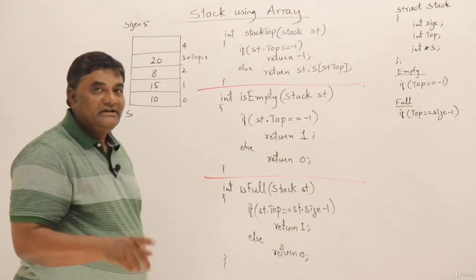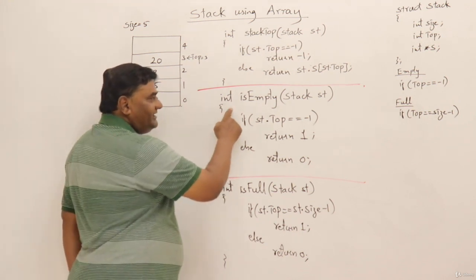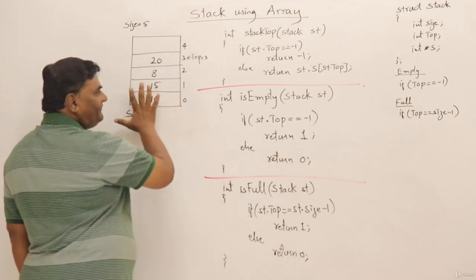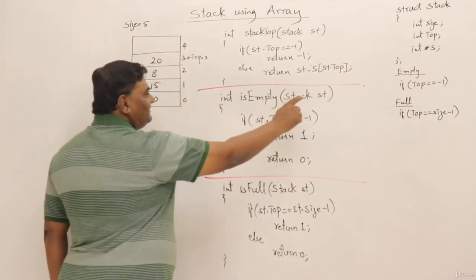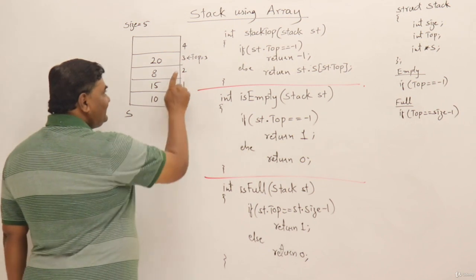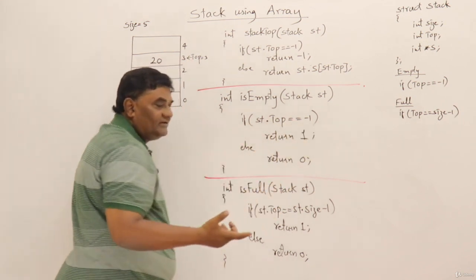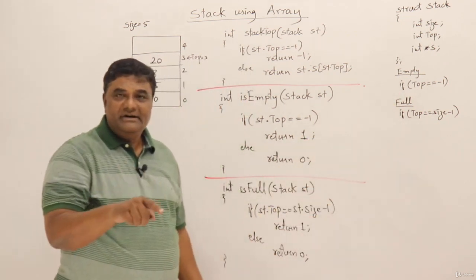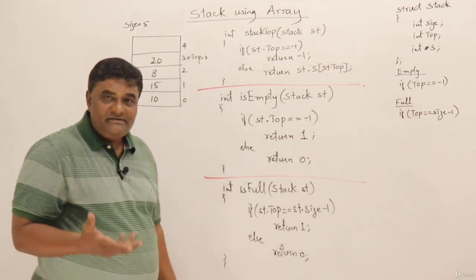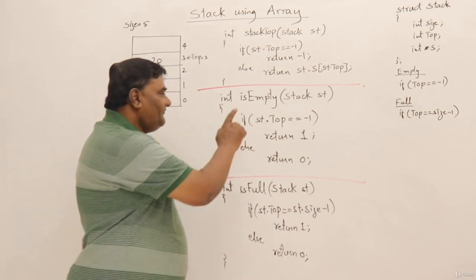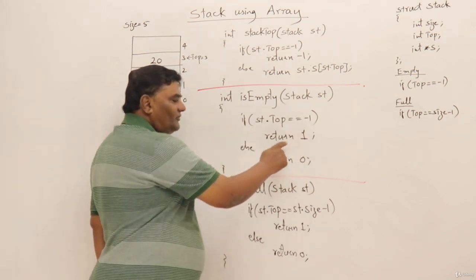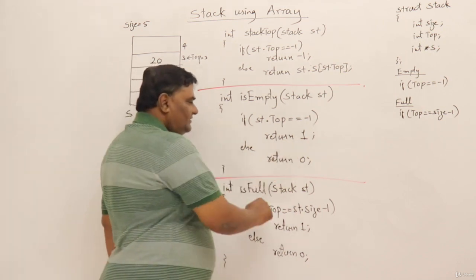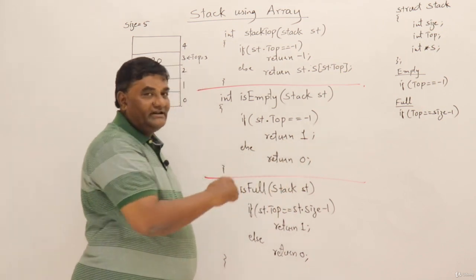The next function is isEmpty. It takes the stack by value, not by reference, because we are not going to modify it. So this is taken as a variable st. Then st.top, if it is -1, which is the stack empty condition, then the stack is empty. Yes, it is empty, so return true. We know well that in C language, true means 1 and false means 0. So for true it is returning 1. Otherwise, return false, that is 0.